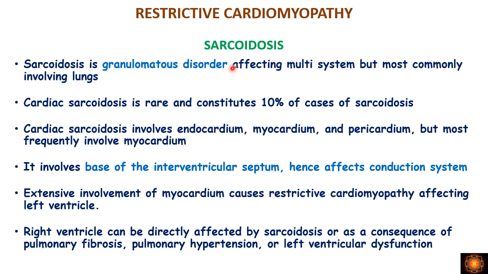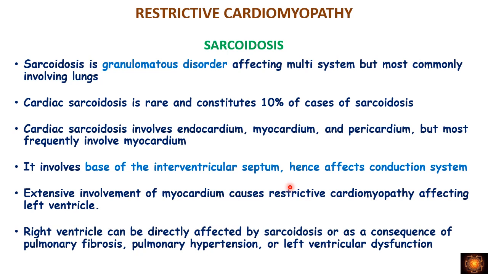Now another condition is sarcoidosis. Sarcoidosis is a granulomatous disorder, where we see non-caseating granulomas, and cardiac involvement in this is very rare. It usually constitutes only 10% of the cases. It involves all three, endocardium, myocardium and pericardium, but most commonly it involves the myocardium. We see granulomas in the myocardium, and it also involves the base of the interventricular septum. So when it involves the interventricular septum, obviously the conduction system is also affected.